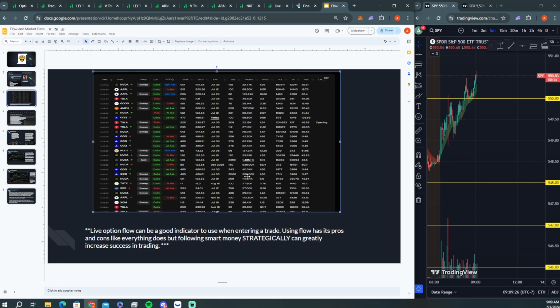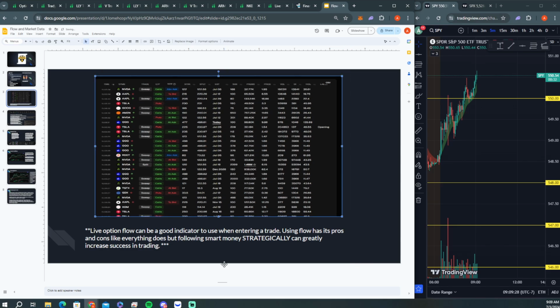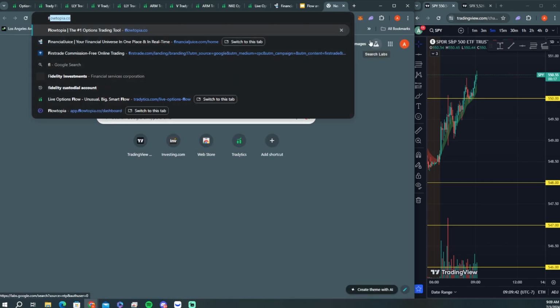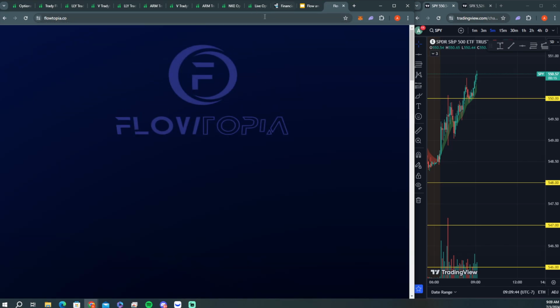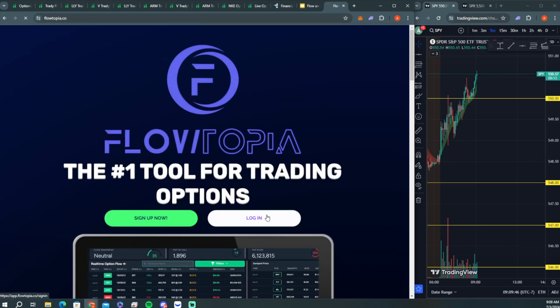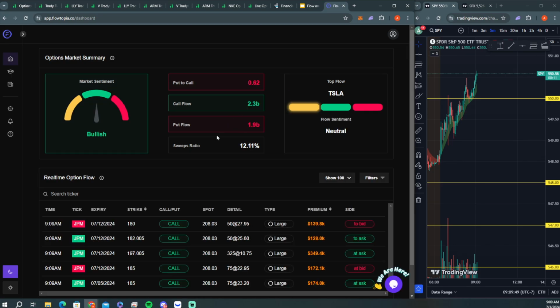So this is the live options flow. This is on Traditix actually, but it's roughly the same on most platforms. You have Blackbox, Traditix, Flow Algo, Flowtopia, and stuff like that. And I can show you guys exactly how it would look on all these different platforms. So if we go to Flowtopia, I can pull it up here as well.